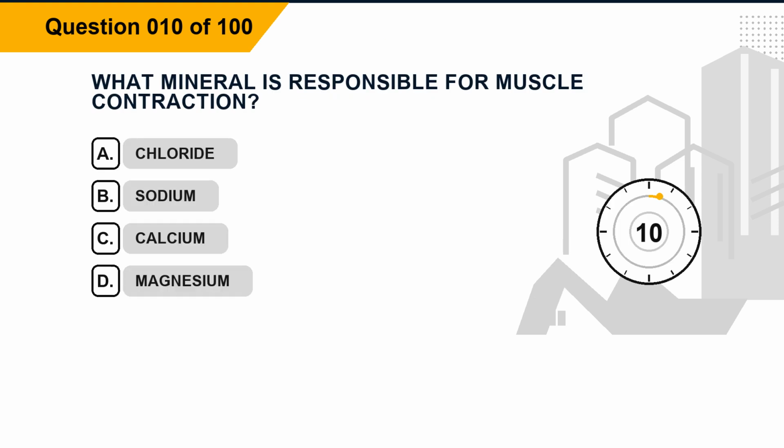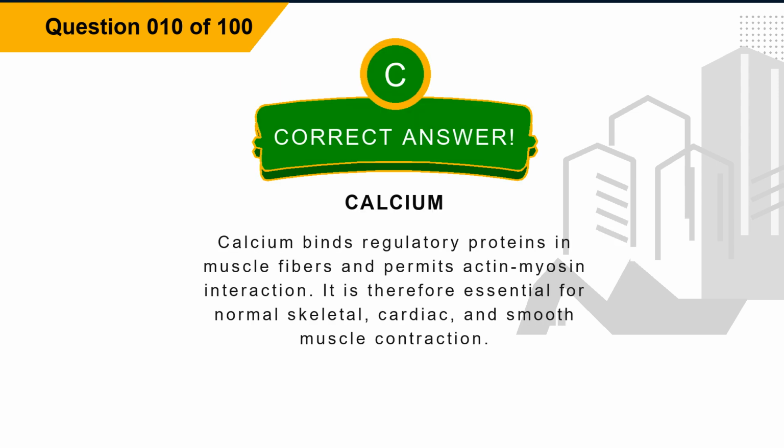Question 10. What mineral is responsible for muscle contraction? Option A, chloride. Option B, sodium. Option C, calcium. Option D, magnesium. The correct answer is option C, calcium.